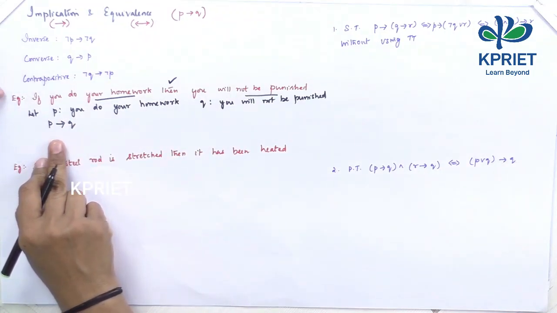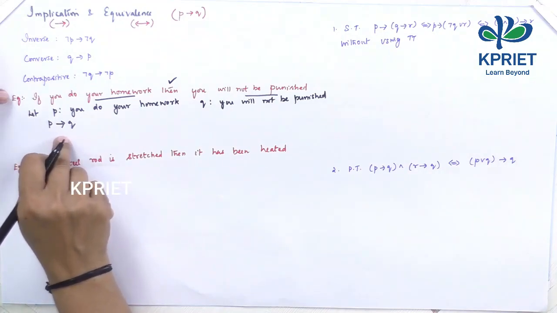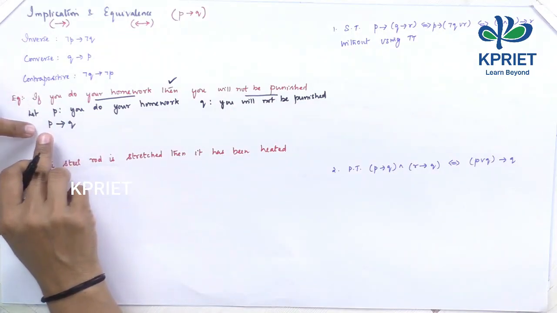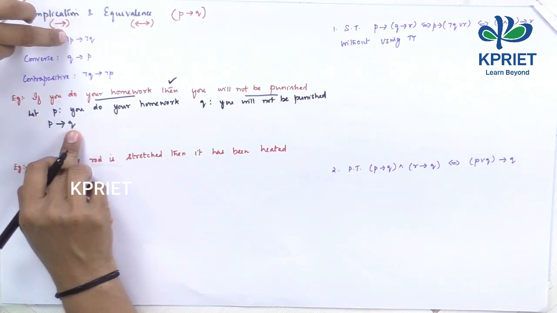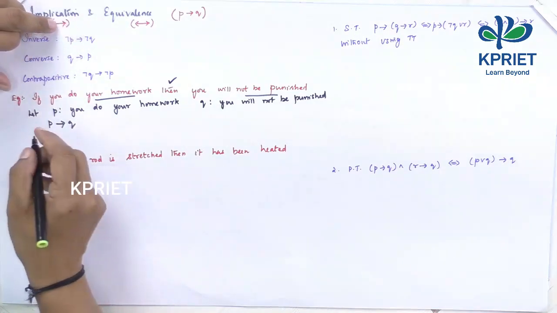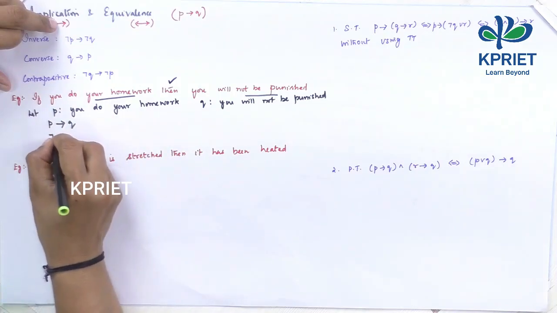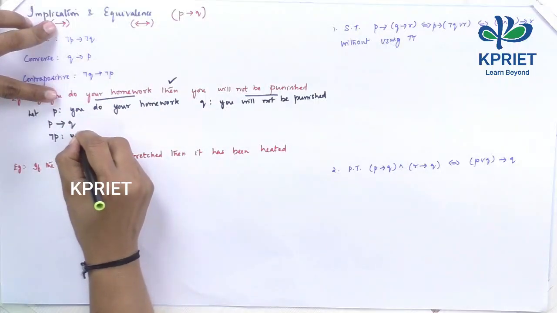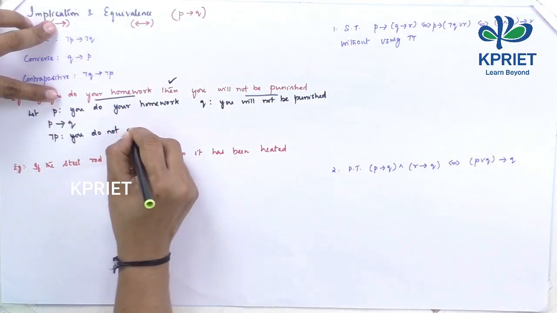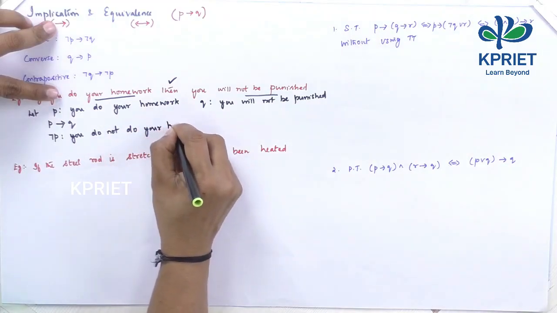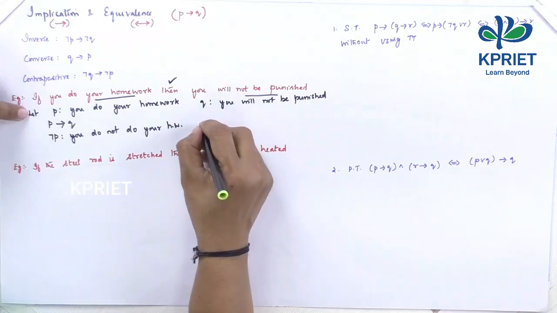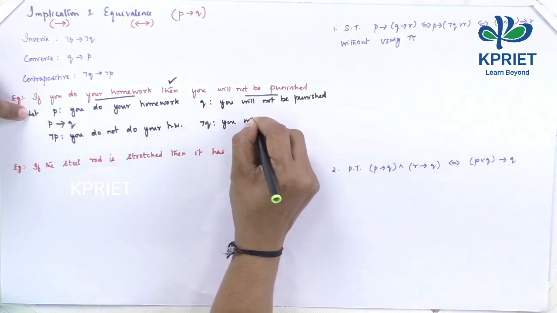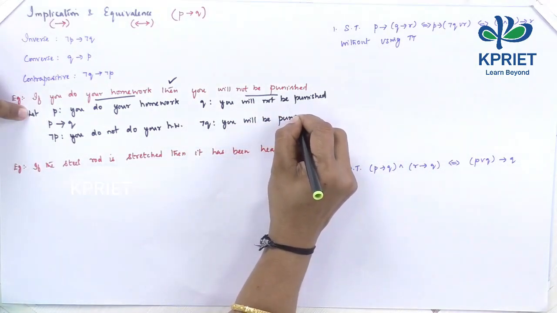Now I am asking you to interpret what the inverse of the statement is. How do we write it? The inverse is negate P conditional negate Q. So what is negate P? If P is this, negate P is: you do not do your homework. And next, what is negate Q? Q represents you will not be punished, so negate Q will be: you will be punished. Fine, good.